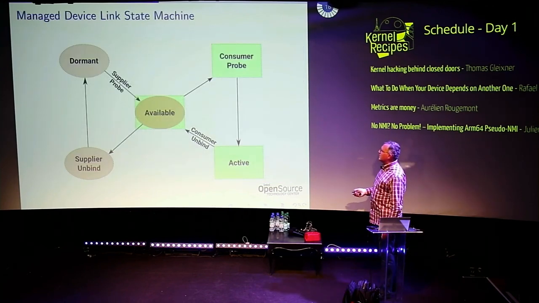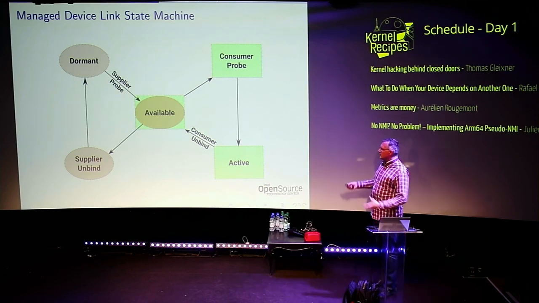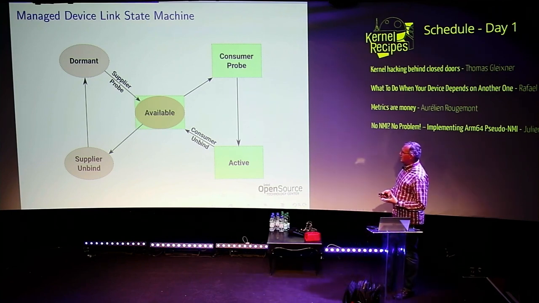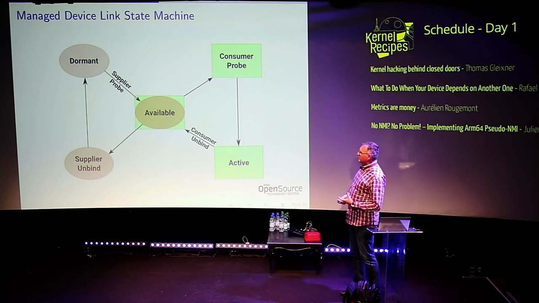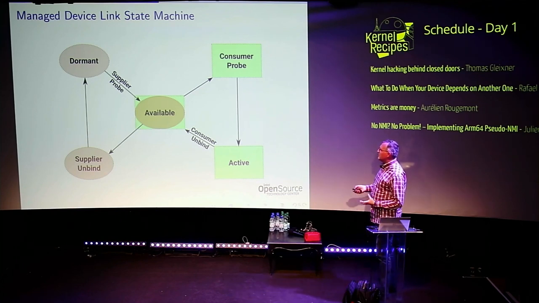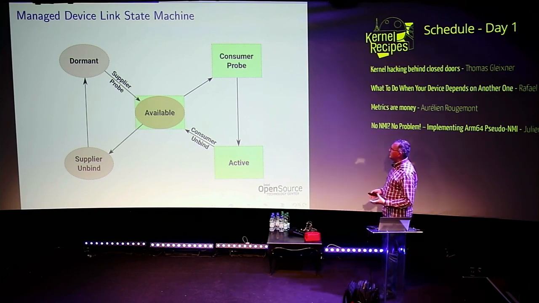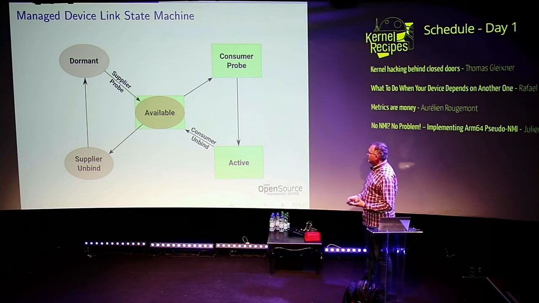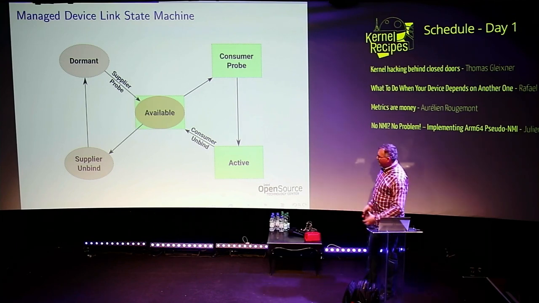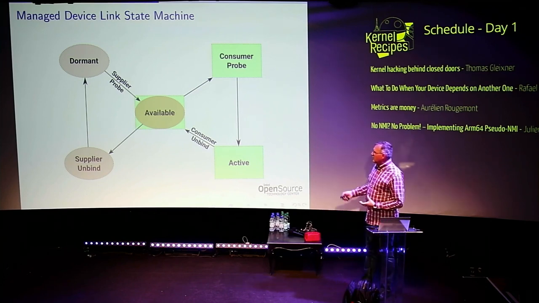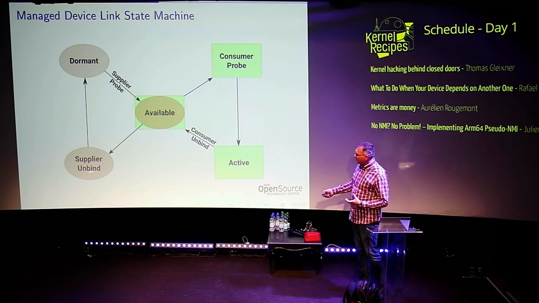Okay, so removal. Some of the internals. There is a state machine used for the management of the links if they are managed. The link is dormant if none of the supplier or consumer drivers are present. If the supplier binds to the device, the link becomes available to the consumer. Then the consumer can probe. Once it has probed, the link is active, meaning both drivers are present and working. Then the consumer may unbind, and it goes back to the available state. And then when the supplier unbinds, it goes to the supplier unbind state, which is special and only needed for coordination, and it goes back to dormant from there.